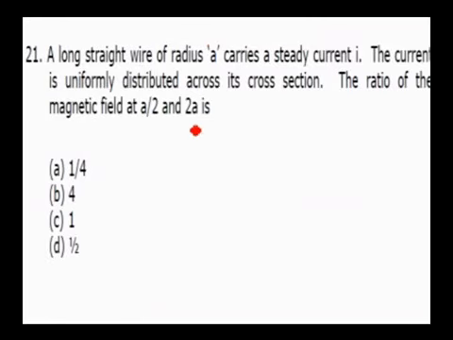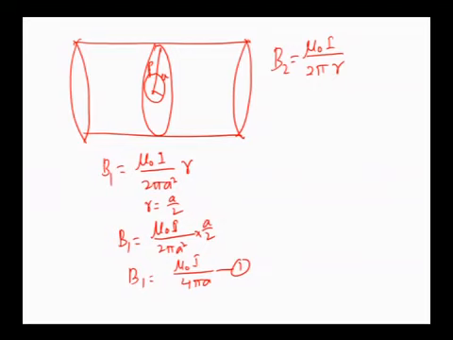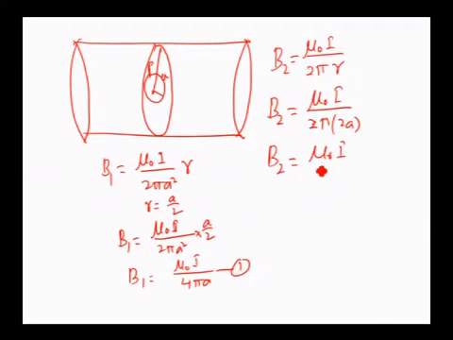In the question it is given that outside the conductor the radius is 2A. So R will be substituted as 2A. That is B2 equals mu naught I dot by 2 pi into radius 2A. So B2 equals mu naught I dot by 4 pi A. This is equation 2.